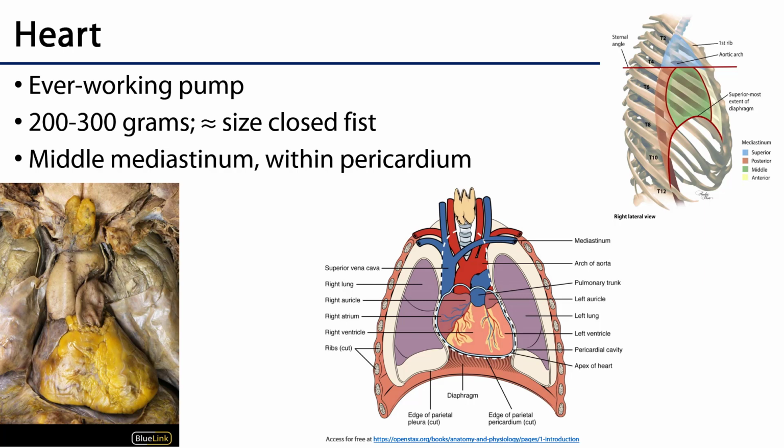The heart is an extraordinarily important organ to the body and especially to the cardiovascular system. It's an ever-working pump that forces blood through the vessels out to the metabolically active tissues. It's one of the first organs to become fully functional in utero, and it works until the day a person dies. On average, the heart is between 200 to 300 grams and is approximately the size of a person's loosely closed fist.